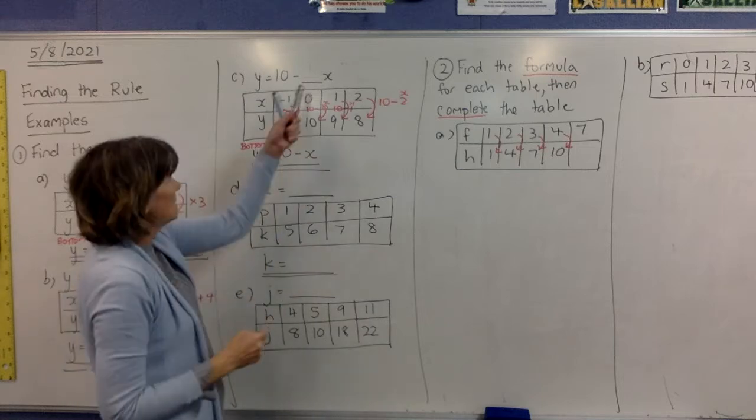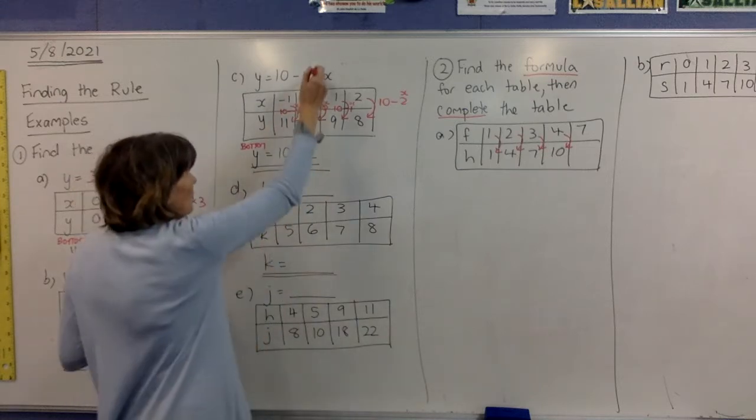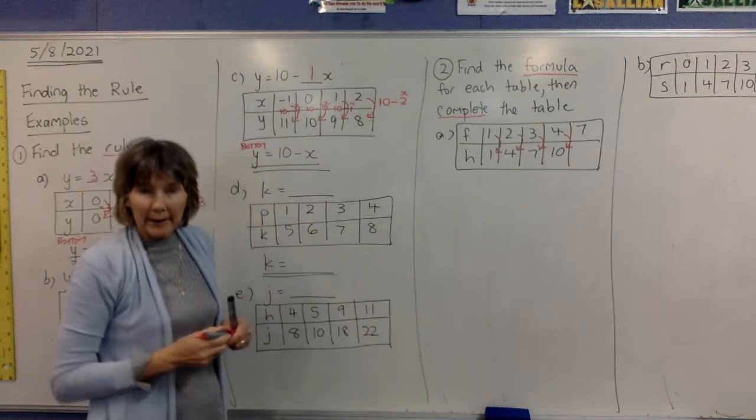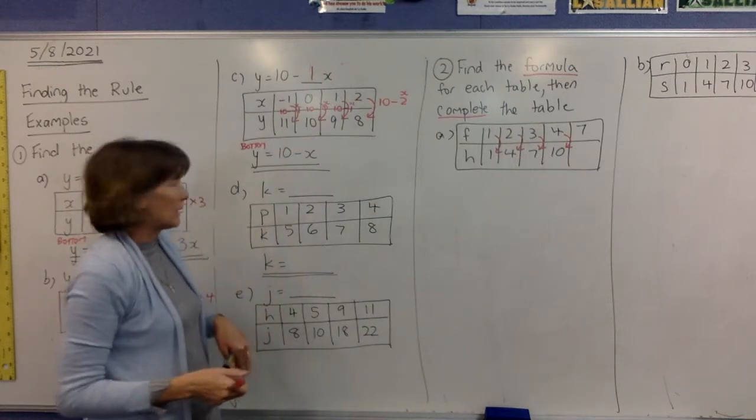So what could be this thing here then? Well, that would just be a 1, wouldn't it? So it's 10 minus 1x, which would simplify to 10 minus x.